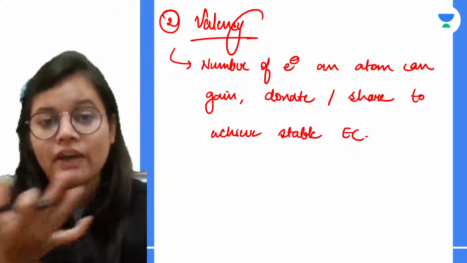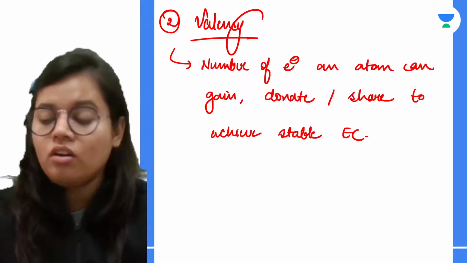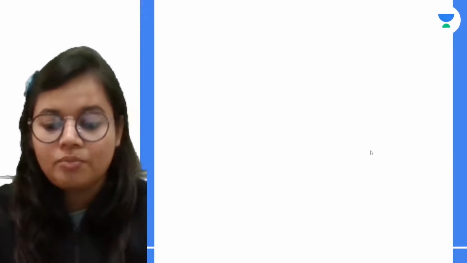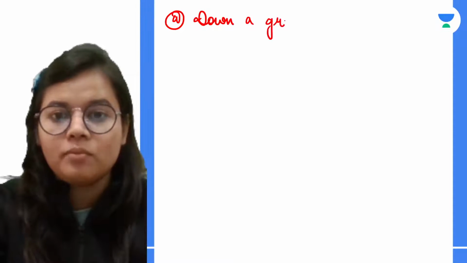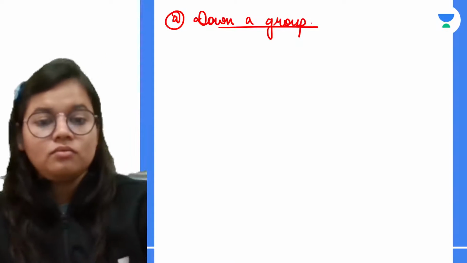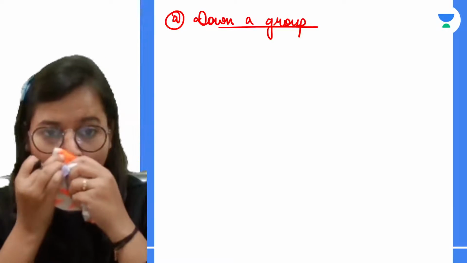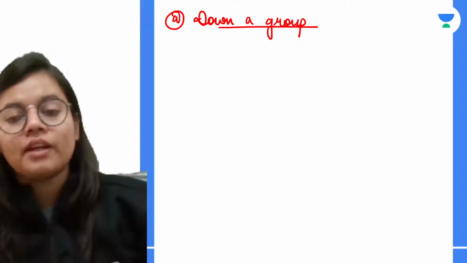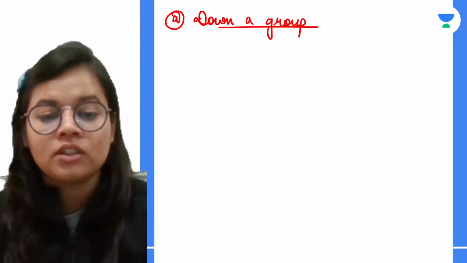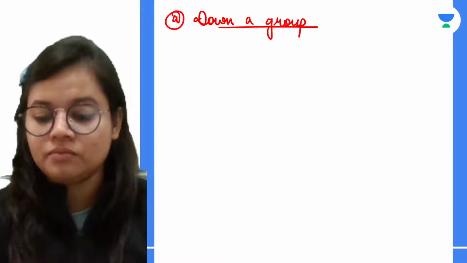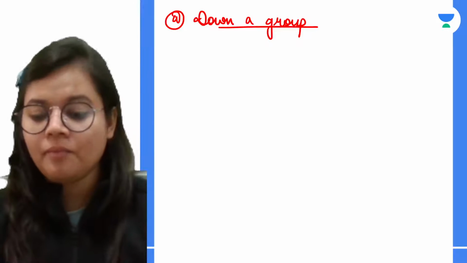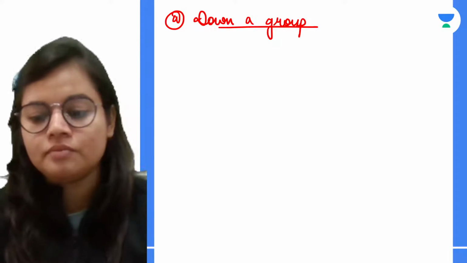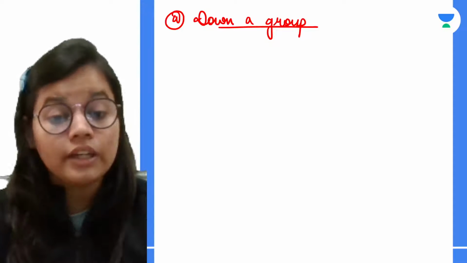Okay, now how does valency change as we are moving across a period or down a group? Let's see. First, down a group. Can anyone tell me what change happens? Yes, what happens as we are moving down the group? Increases. Sure?